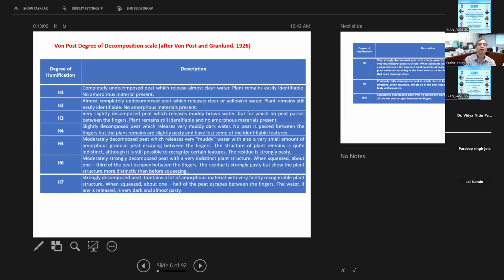I'm not going to go into detail. So this is the degree of humification. It's a very crude test to find out the degree of decomposition. Most of the time, you take a peat soil from the side and just squeeze it. So what type of water is coming out between your fingers? So you can find out the degree of decomposition.